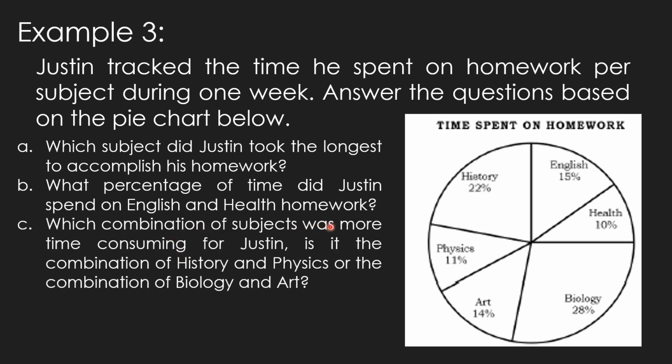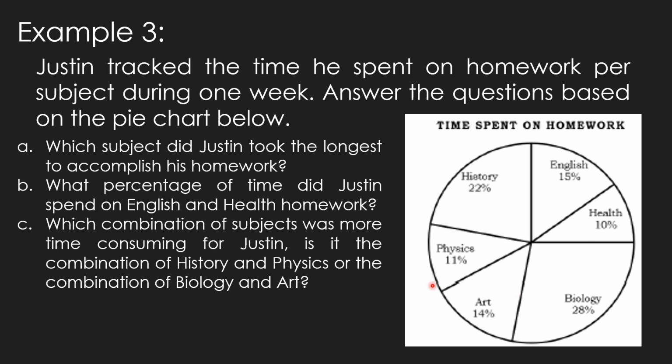Let's proceed to C. Which combination of subjects was more time-consuming for Justin? Is it the combination of history and physics or the combination of biology and art? Now let's go back here. History and physics, we have 22 and 11. 22 plus 11 is 33. While biology and art is 14 and 28. 14 and 28 is 42. Therefore, biology and art were more time-consuming than history and physics.